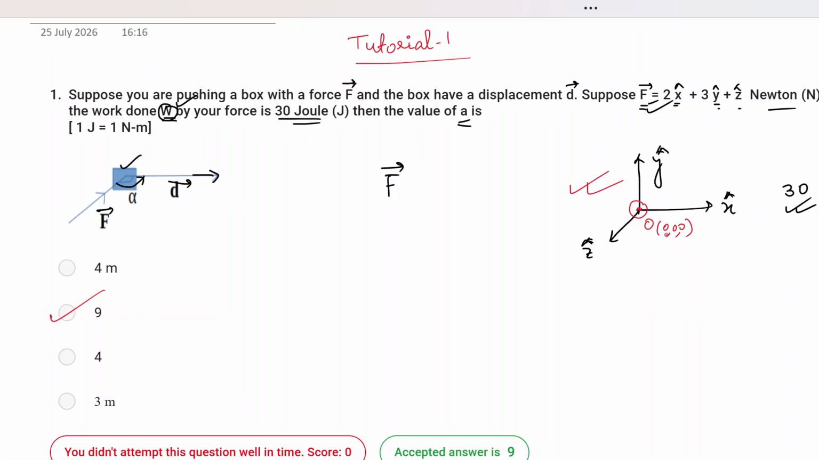So whenever you define a vector, any vector, r vector let's say, you define that vector with respect to this origin O. You start with this as your reference point, and then this vector can have components along x, components along y, components along z as well.